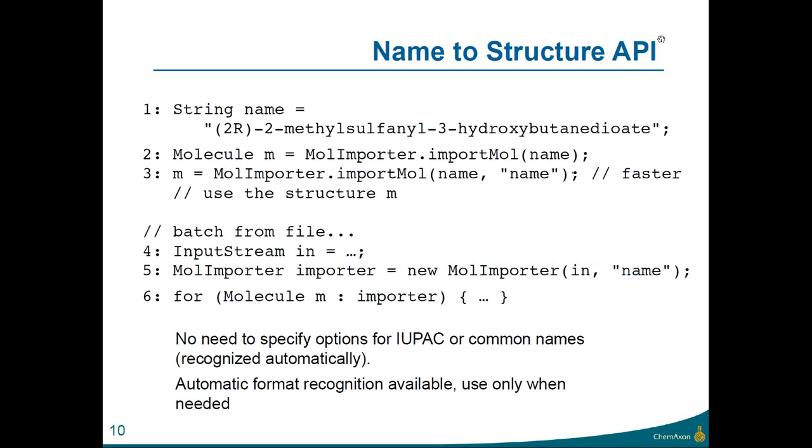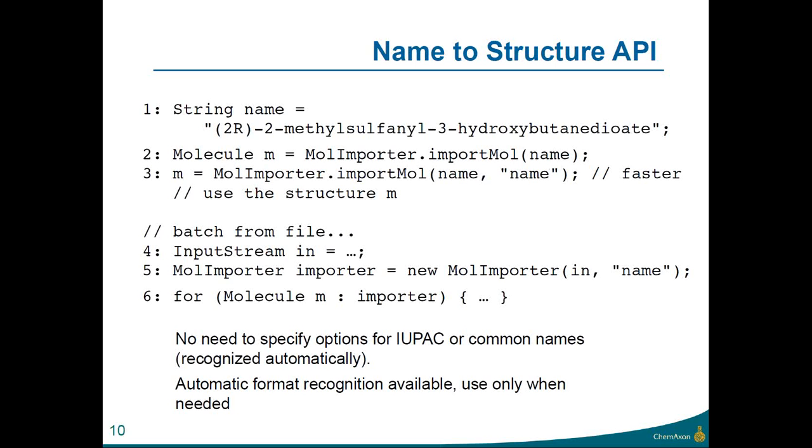Okay, so the API. In this case, the input we have is a string, which is a name, and here's the example that we used before. What we do is call, instead of mole exporter, mole importer. There's a basic static method which is import mole. It just has one input, which is a string, and it will return a molecule.